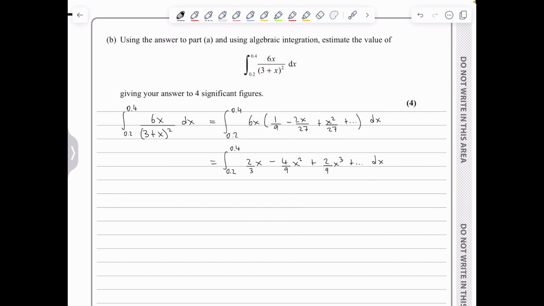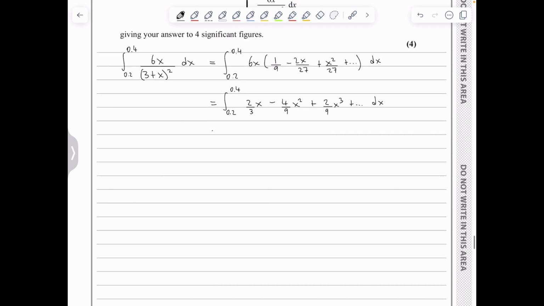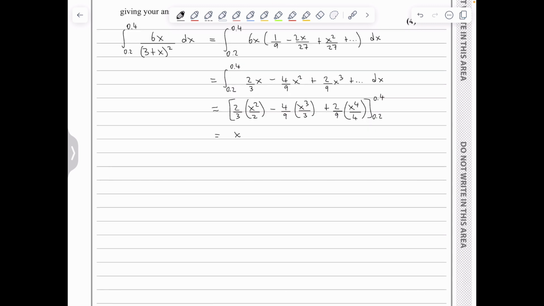I can now integrate on a term by term basis to get that this is equal to 2 over 3, and I've got x squared over 2, and then minus 4 over 9, and we've got x cubed over 3, and then it's 2 over 9, and it's x to the power of 4 over 4, with the limits being 0.2 and 0.4. Now this gives me x squared over 3 minus 4x cubed over 27 plus x to the power of 4 over 18 from 0.2 up to 0.4.